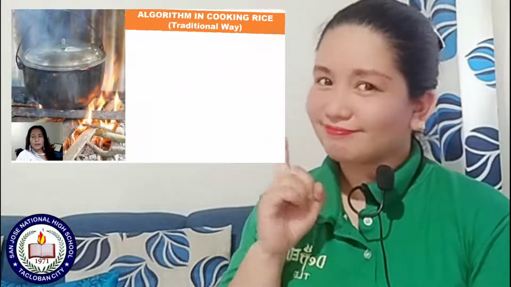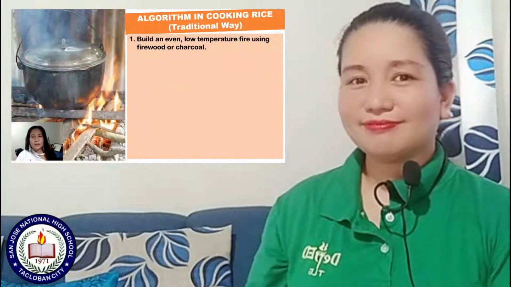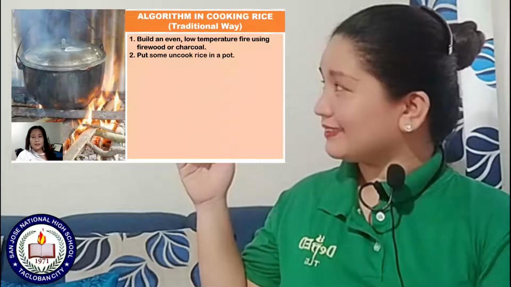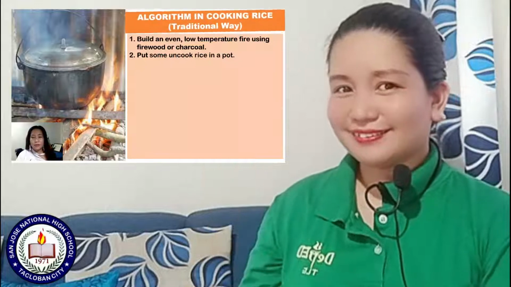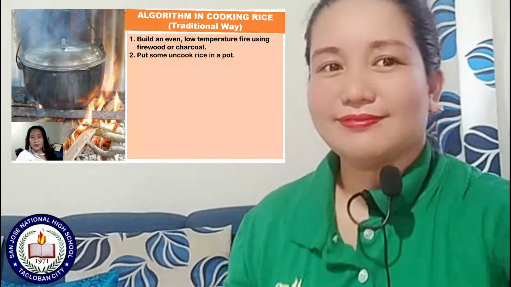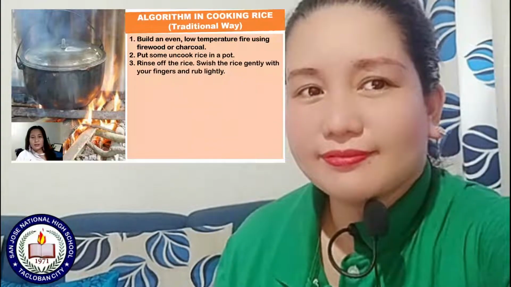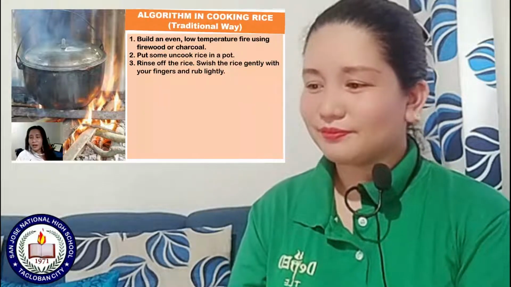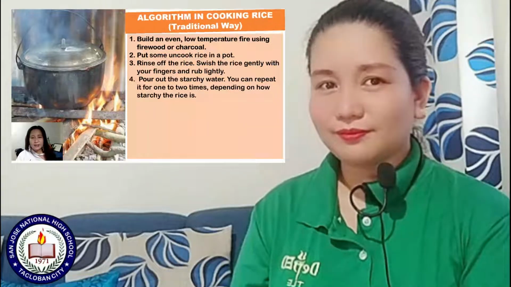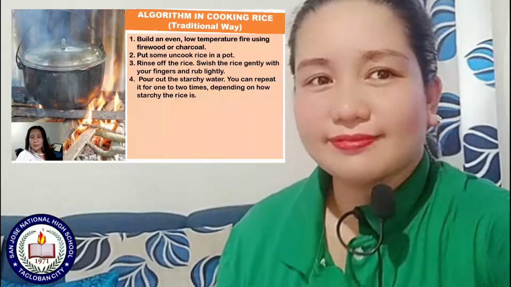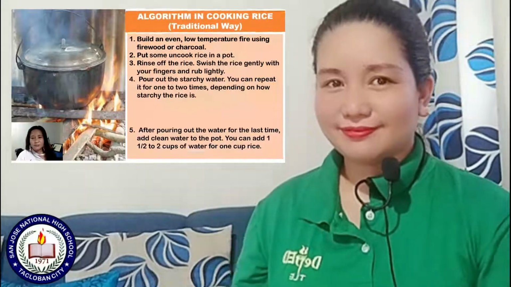So this is the algorithm in cooking rice the traditional way. First, you have to build an even low temperature fire using firewood or charcoal. Next, put some uncooked rice in a pot. Of course, you have to measure that according to how many cups of rice you want to cook. Next, rinse off the rice. Swish the rice gently using your fingers and rub lightly. Next, pour out the starchy water. You can repeat it for 1 to 2 times depending on how starchy the rice is.